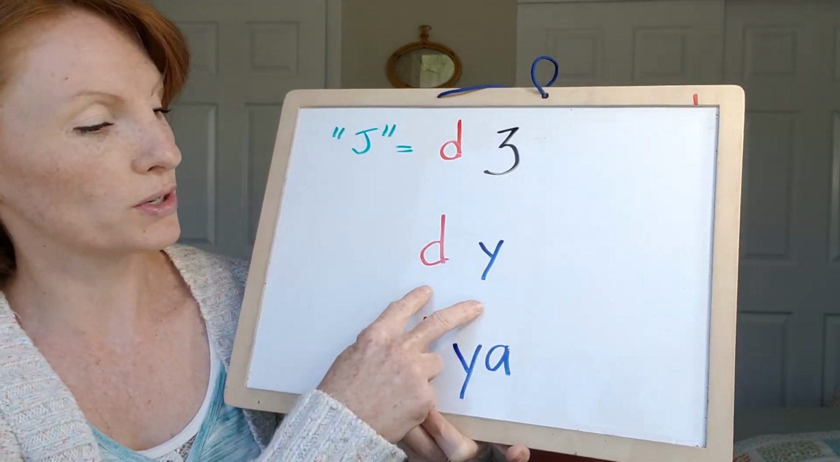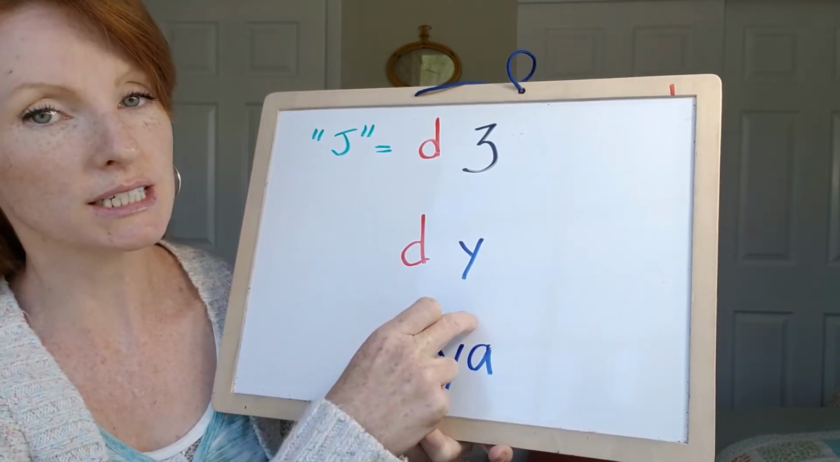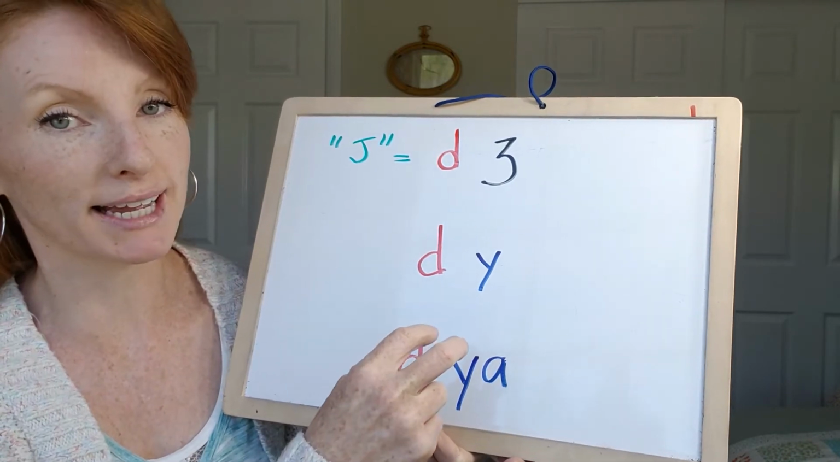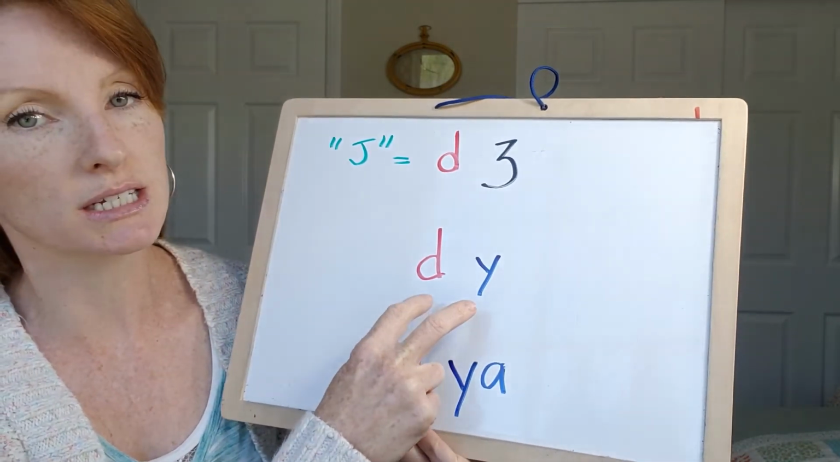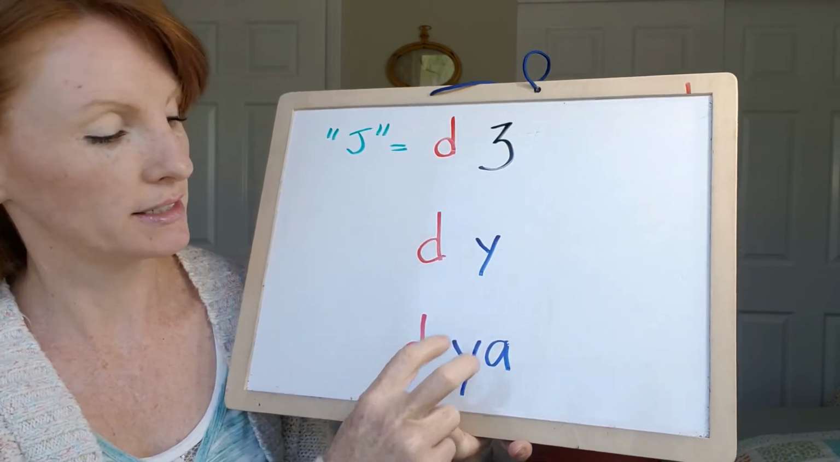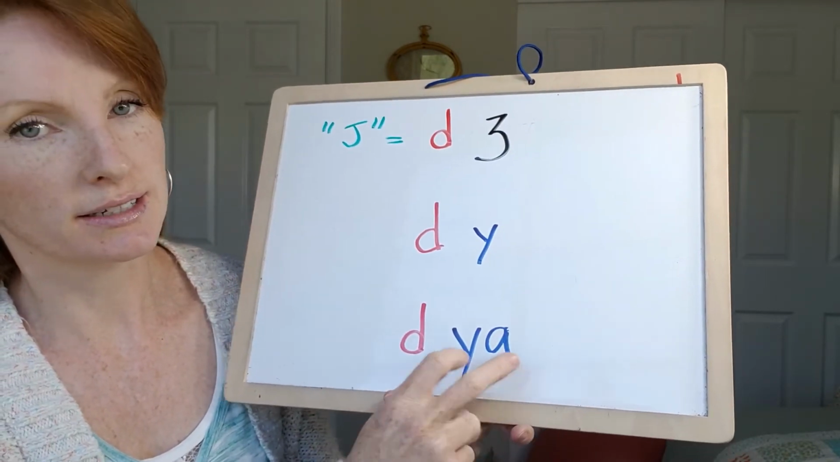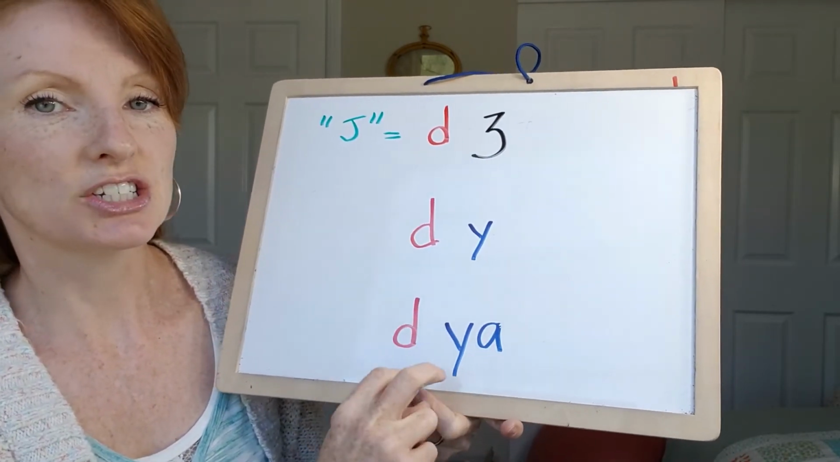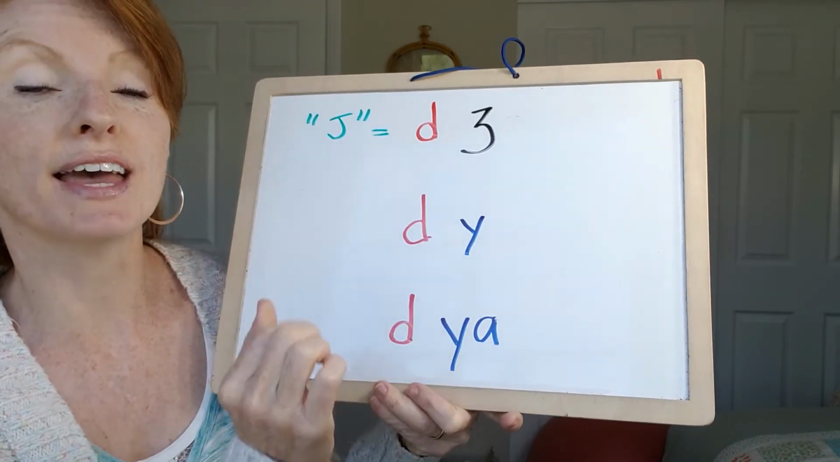So what we're going to do is break the sounds up. D, ya. So we're not saying, Gia want to play? Gia want to go outside? We're going to say d, ya. D, ya. D, ya. D, ya. And then blend it together.